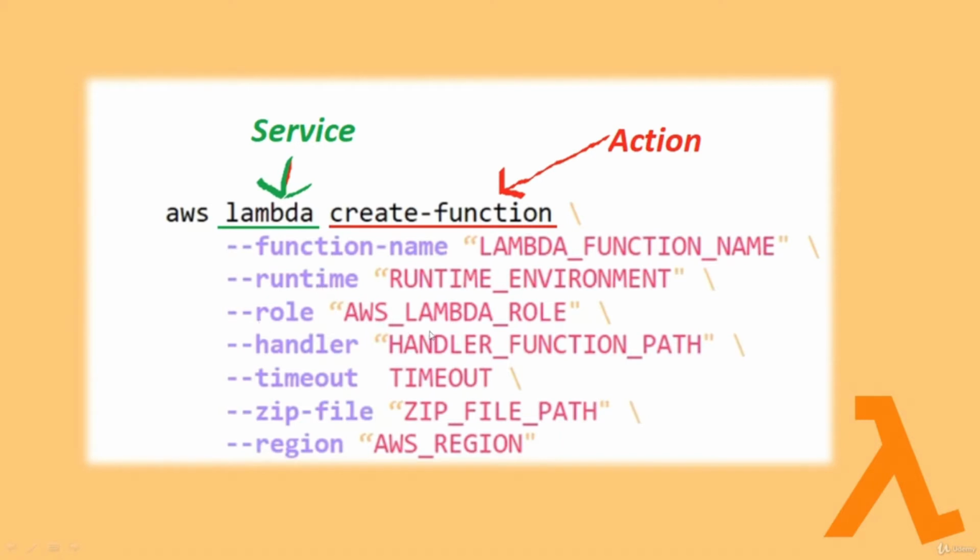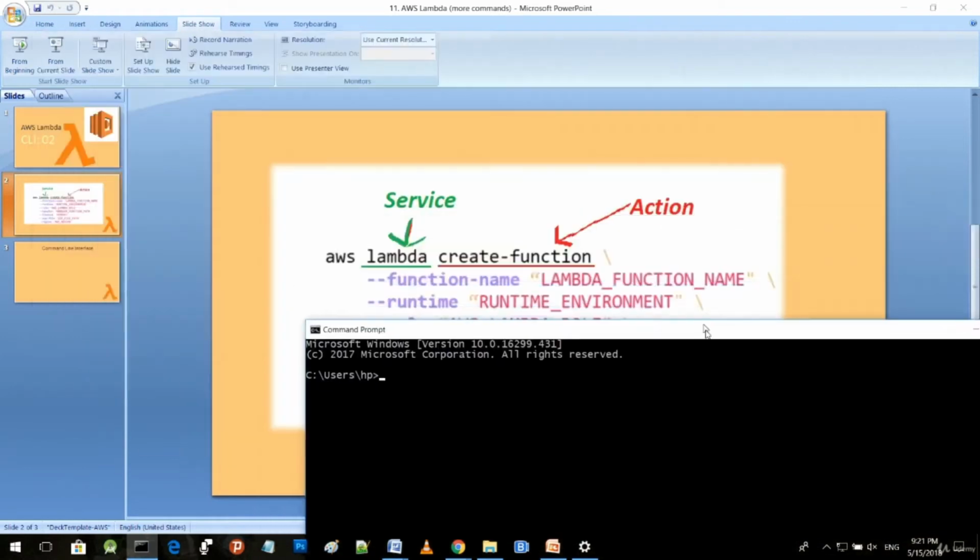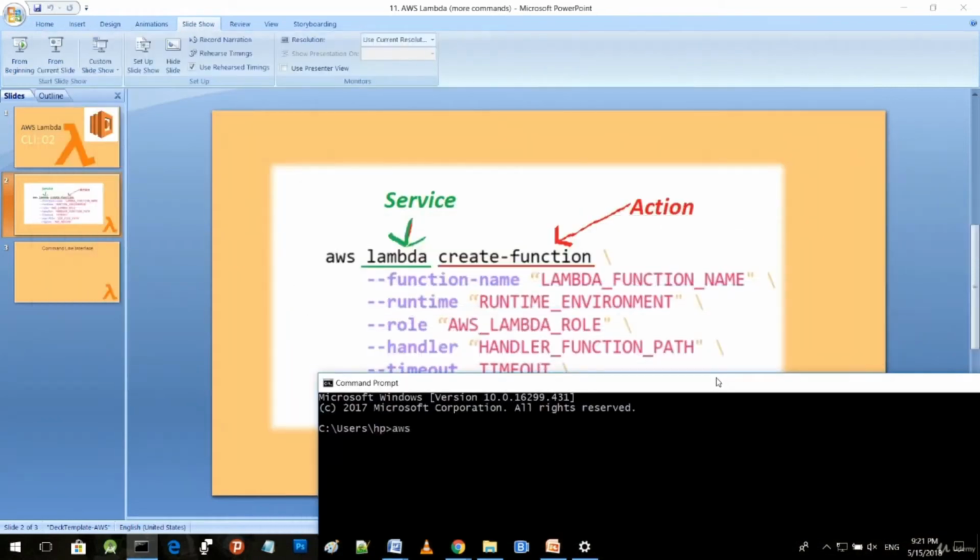Then we need to provide function name, runtime, role, handler, timeout, zip file, and region. As Lambda services are basically regionless, if you want to leave this part out, you just do not write it. We could type it on the command line interface using the CLI mode of the operating system, like Windows command prompt or Linux shell. Just type the aws command to check whether it is working or not.